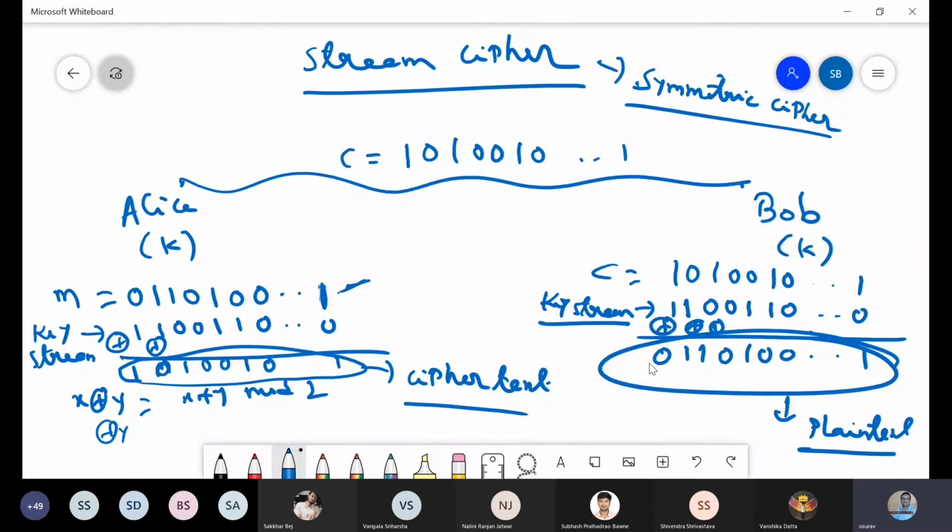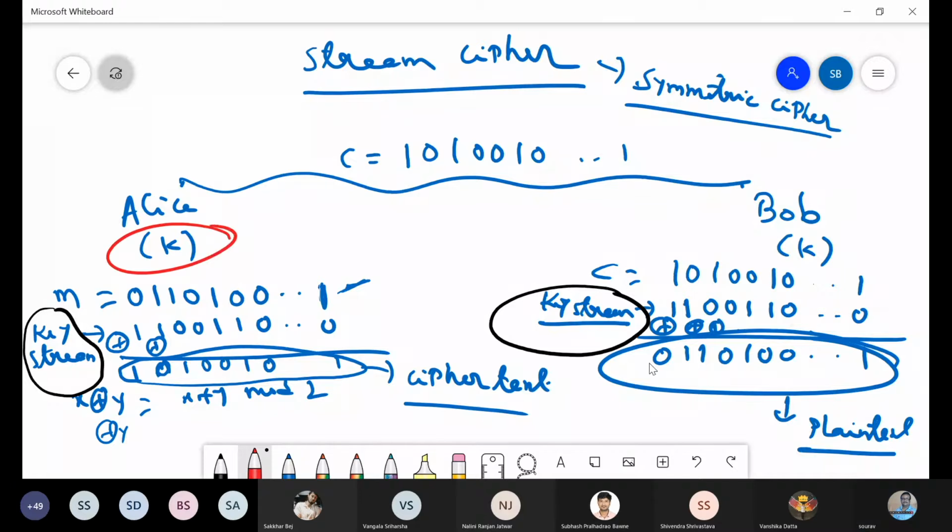It's a very simple operation. We are just doing the bit XORing of the message and the key stream. But the thing is, they should have the same key stream bit. But what do they have? They have a key. Somehow we should get this key stream bit from this key. So there has to be some function, some key stream generator or something like that.